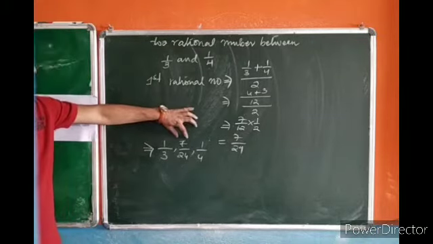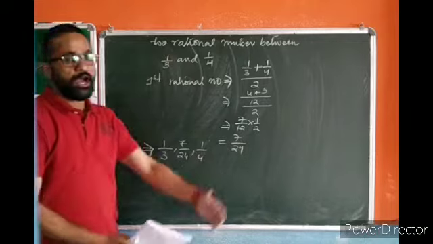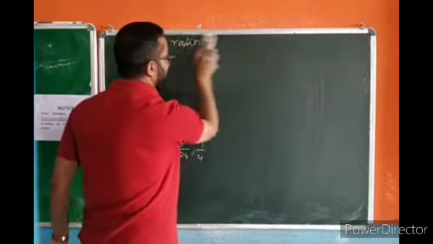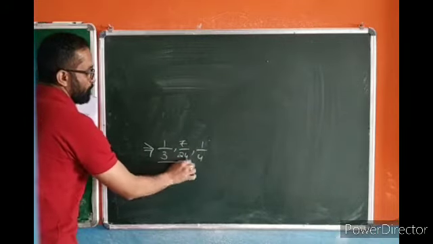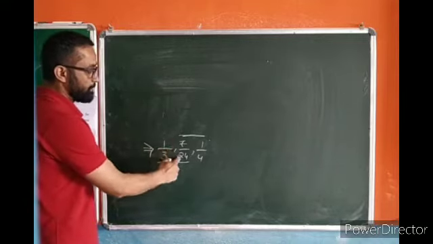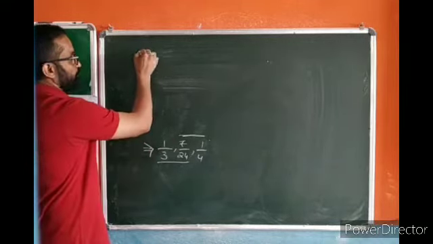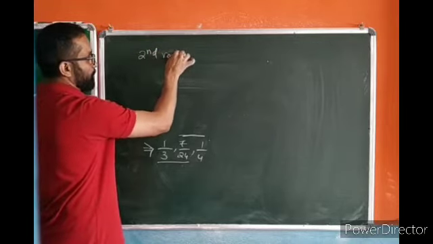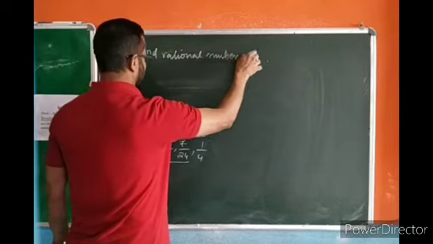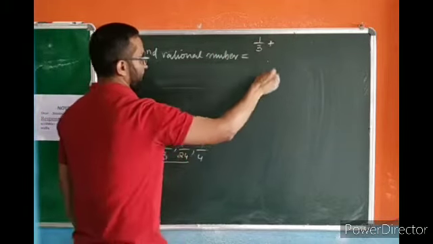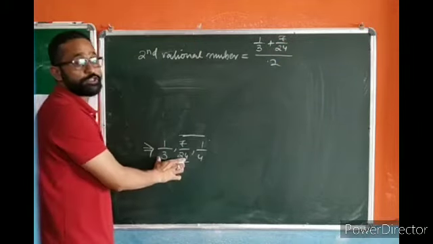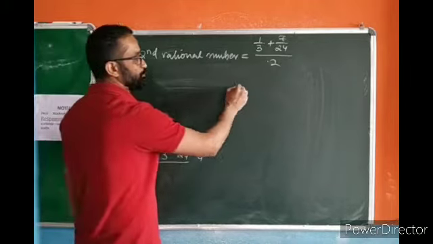We have inserted the first number. Now the second one we can insert in the same way, but you need to take two numbers now. You can take these two, or you can take these two, it's up to you. So I'm taking 1/3 and 7/24, for the second rational number. One by 3 plus 7 by 24, divided by 2. Add these two, first and second, divide by 2.